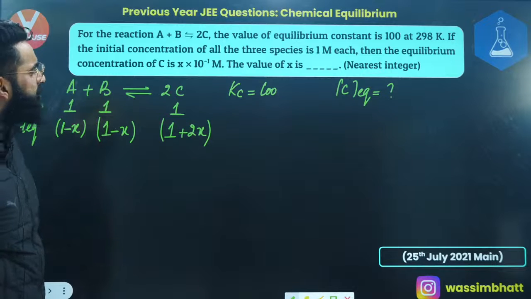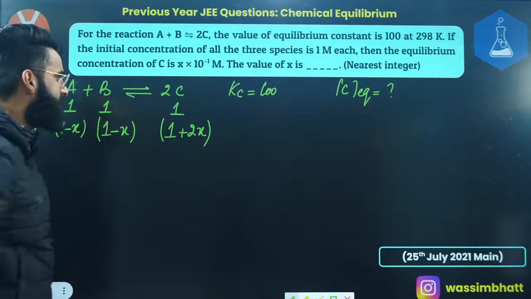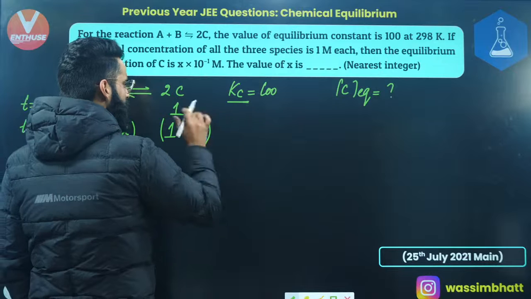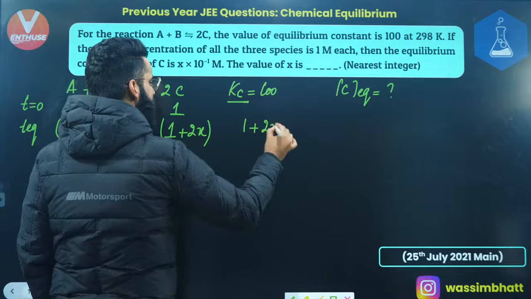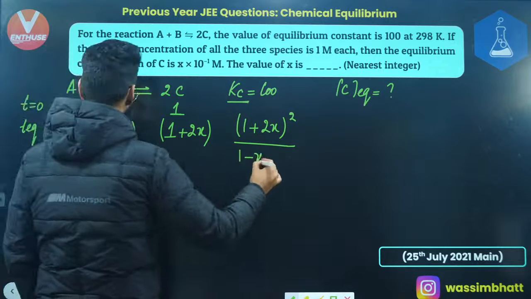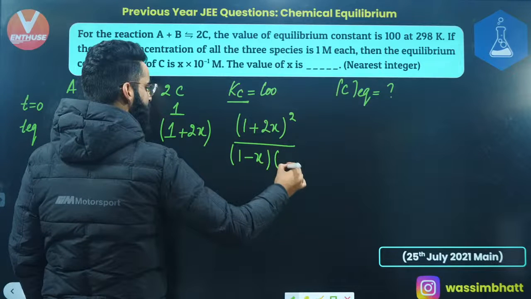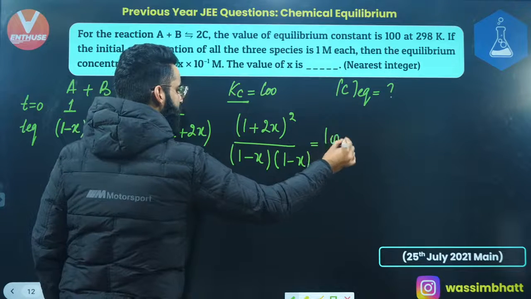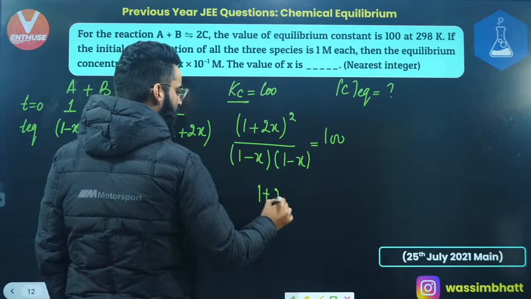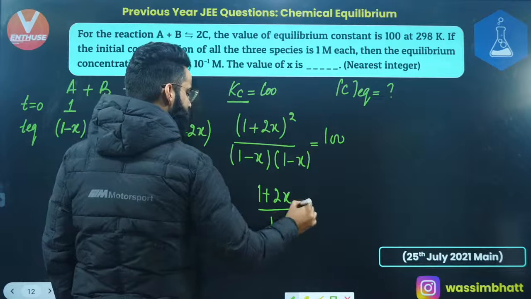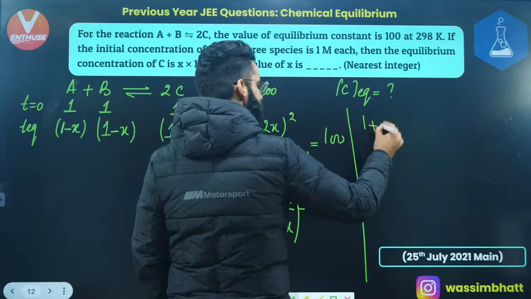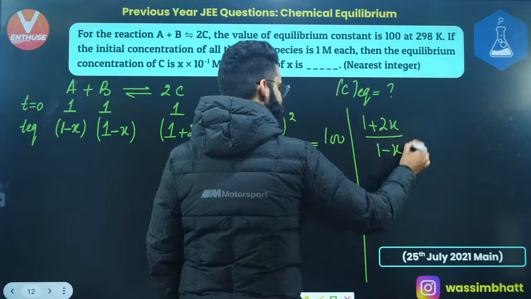Once you get the concentration of each reactant and product at equilibrium, what you are supposed to do is write the expression of Kc. Expression of Kc is going to be simply concentration of C at equilibrium, which is 1 plus 2x, raised to the power stoichiometric coefficient, that's 2, divided by concentration of A at equilibrium, which is 1 minus x, right? Multiplied by concentration of B at equilibrium, which is again 1 minus x, right? This value is equal to 100. So this is 1 minus x whole square, or if I take square as common, it's going to be 1 plus 2x divided by 1 minus x, whole square, is equal to 100, or I can clearly say 1 plus 2x divided by 1 minus x is equal to 10.